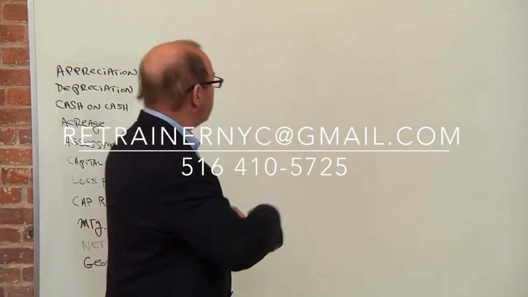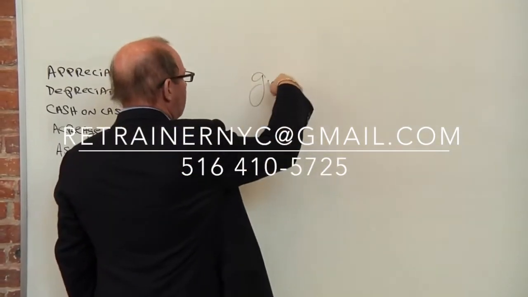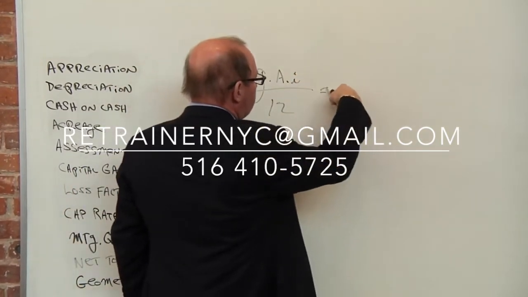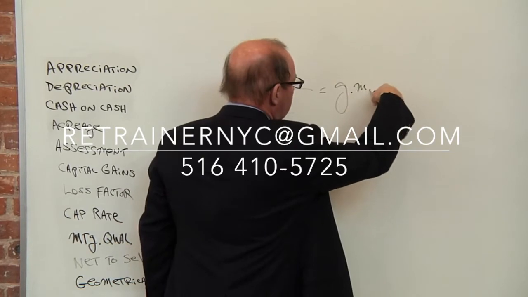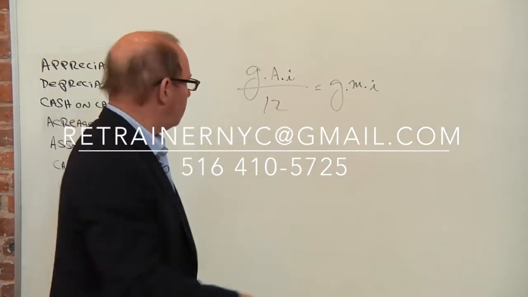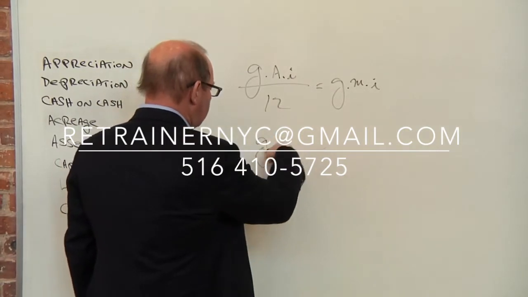Here's what you do. You take their gross annual income, you divide it by 12, and that gives me the gross monthly income. There's only one more step. Take the gross monthly income. This is the old banking formula.